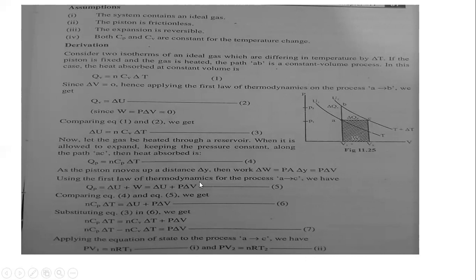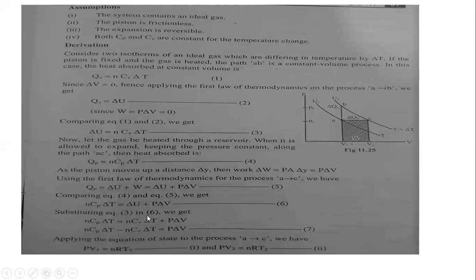Using the first law of thermodynamics for the path AC, we can write Qp equals delta U plus delta W. In place of delta W, we can write P delta V. It becomes equation number 5. By comparing equation numbers 4 and 5, we get the result n Cp delta T equals delta U plus P delta V. It becomes equation number 6.